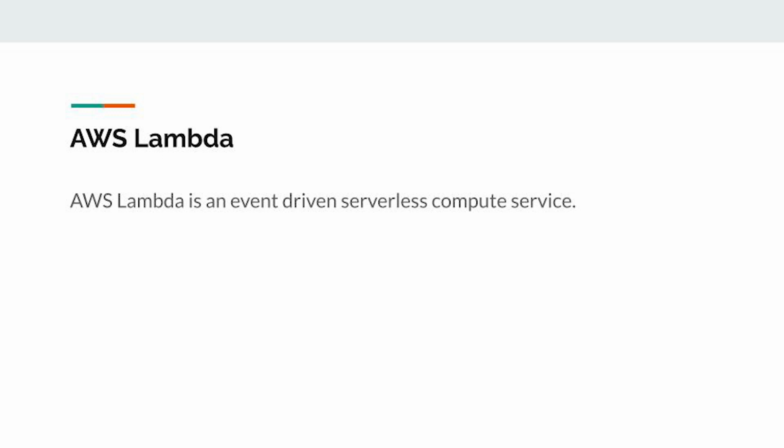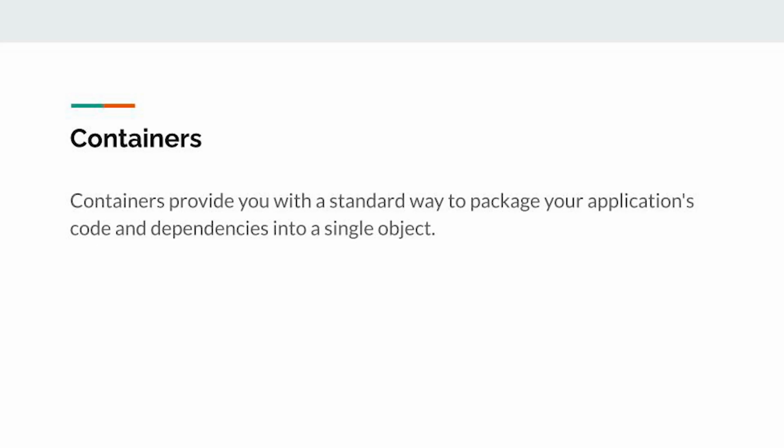Next topic, AWS Lambda. AWS Lambda is an event-driven serverless compute service. With Lambda, you pay only for the application code execution time. You don't have to pay for the idle time. Lambda is used for event-driven applications. For example, when you upload a file, if you want to convert it to a different format, you can invoke a Lambda function on file upload.